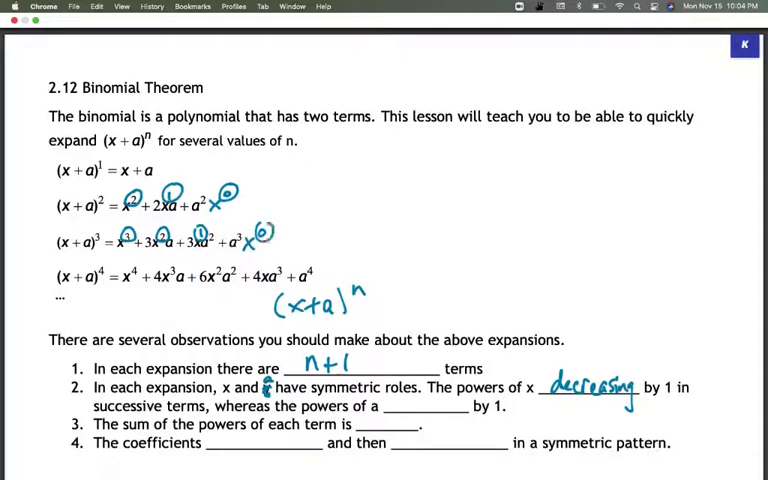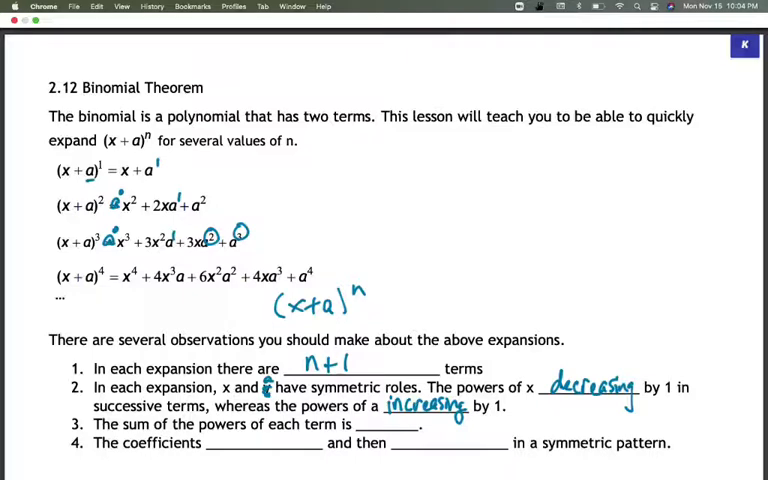Whereas the powers of the second term, the a value, are going to go up by 1. So here you've got a to the first. Here you have, technically, a to the 0 right here, and then a to the first, and then a squared. Here we have a to the 0, then a to the first, and then a squared, a cubed. So those are increasing by 1 each time.